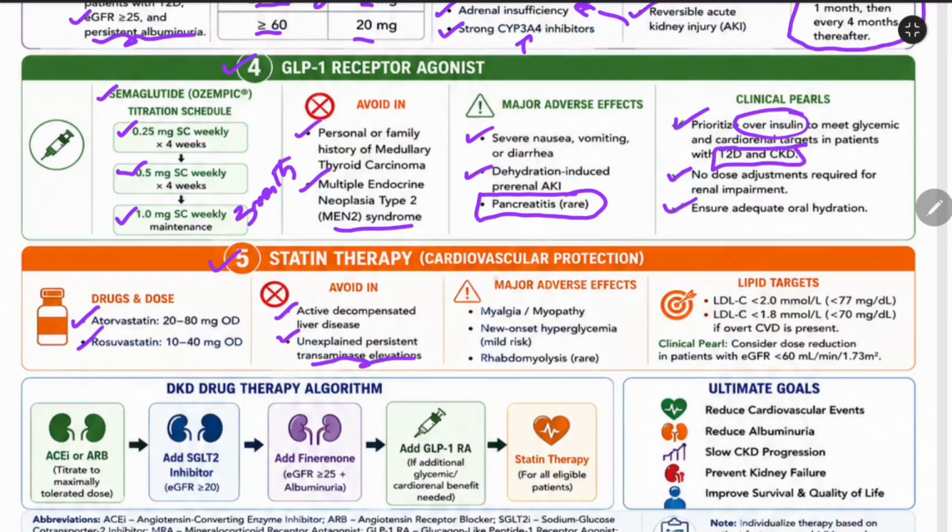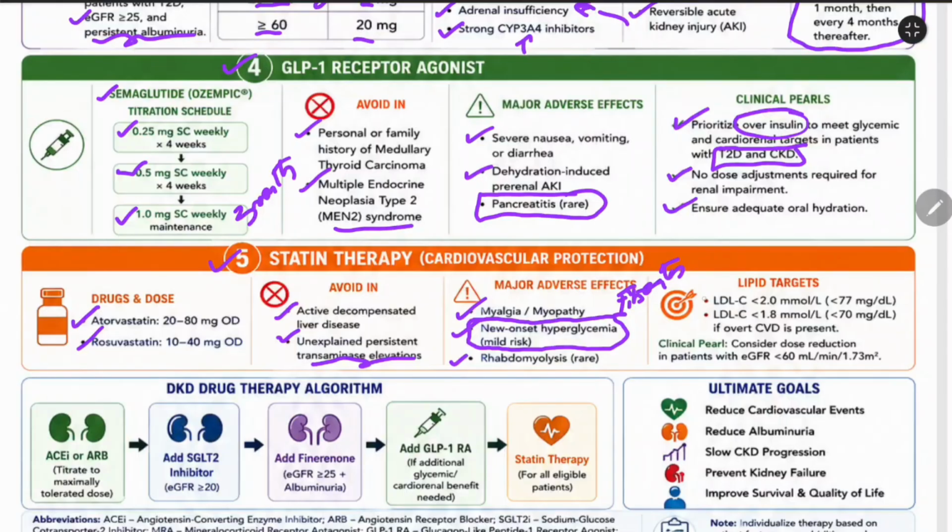Major effects are myalgia, myopathy, rhabdomyolysis sometimes, and new onset hyperglycemia, mild risk. New onset hyperglycemia is seen in practice actually, and particularly with fibrates you will see this hyperglycemia. So adverse effects of statins are mainly on liver and muscle, mainly skeletal muscle.